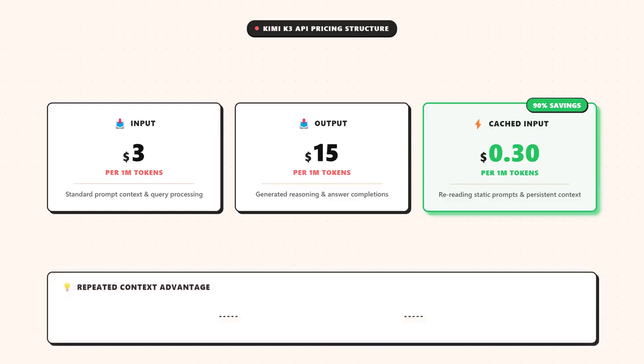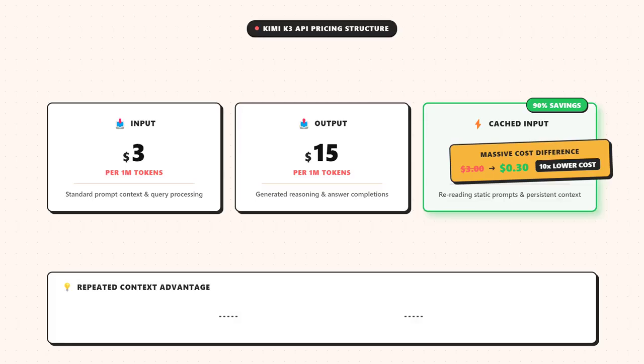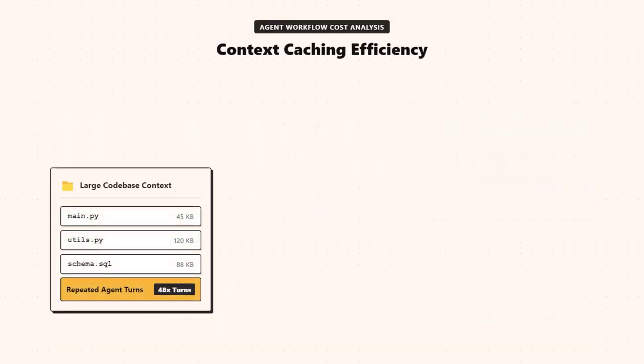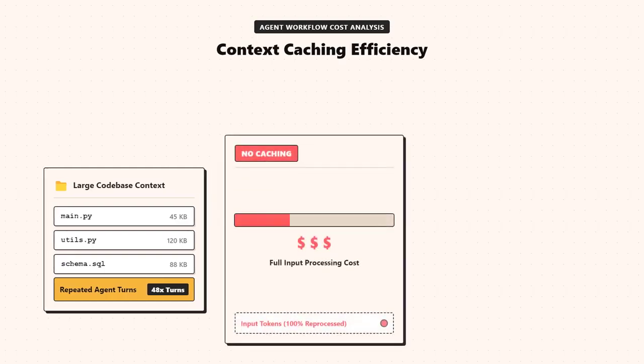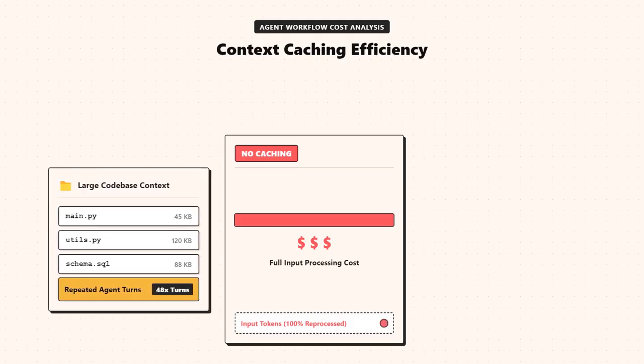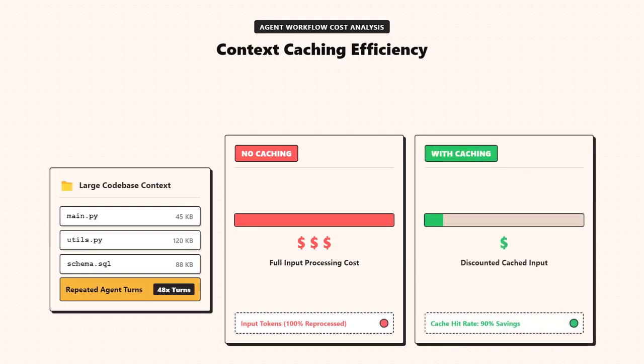That cached rate can make a massive difference when an agent repeatedly reads the same code repository, document collection, or long system prompt. Imagine that your agent is working on a large software project. It may need access to the same files during dozens of separate turns. Without caching, you could keep paying the full input price for information the model has already processed. With caching, those repeated inputs may become far cheaper.